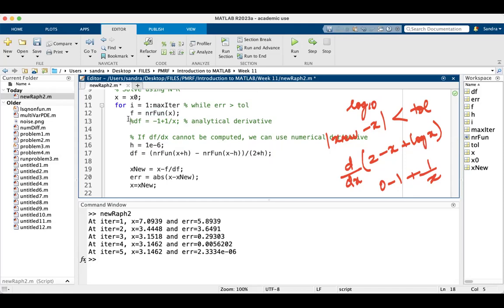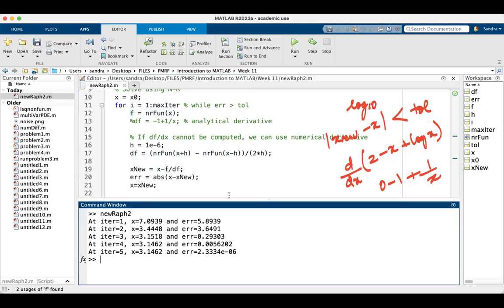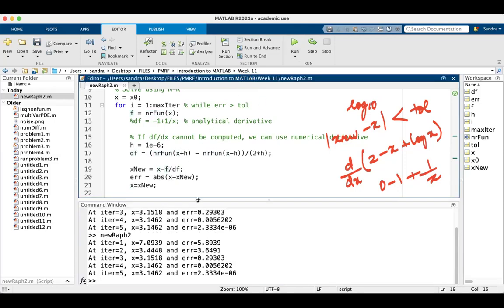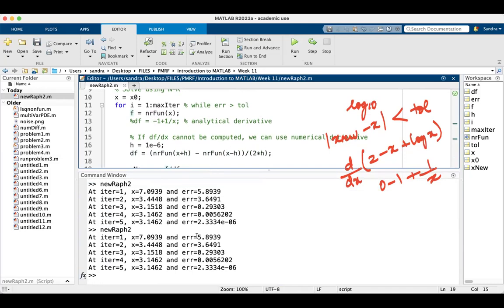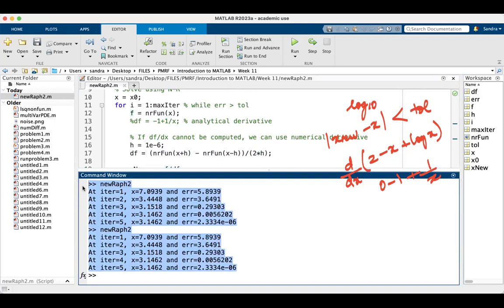Now, instead of this analytical derivative, in this equation I'll apply this numerical derivative, that is x minus f divided by df. So let me run this code again. Now what you will see is that the answers are very, very similar. That is because in this particular case, the numerical derivative and analytical derivative are giving a very, very close match. That may not always be the case in all functions.